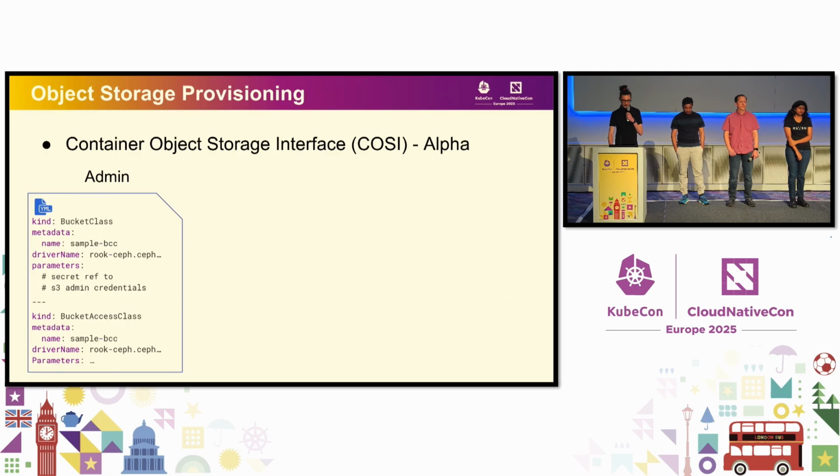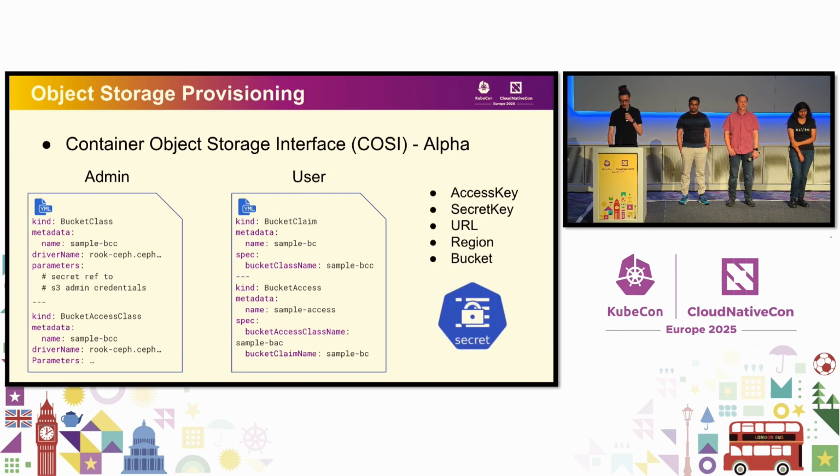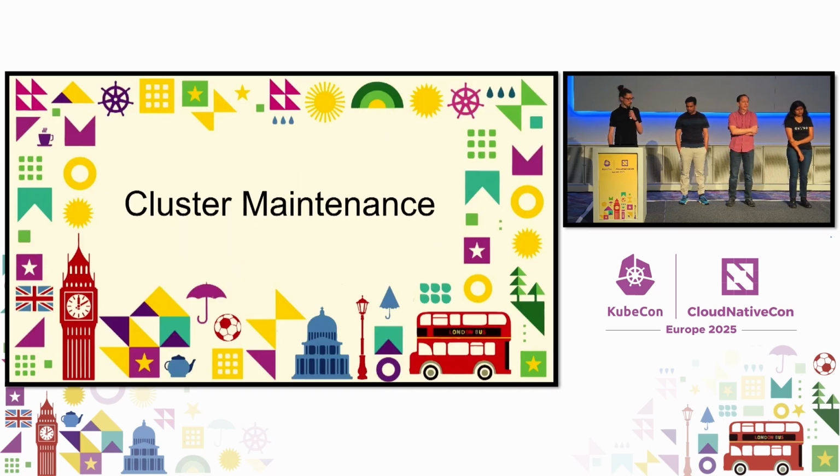It defines admin custom resources, bucket class, and bucket access class, describing storage quality of service and access permissions. There is also user custom resource to actually request the bucket and access for it. And finally, Rook also implements COSI driver, creating bucket and credentials and creating a secret for application to connect to the bucket. Now, Travis.